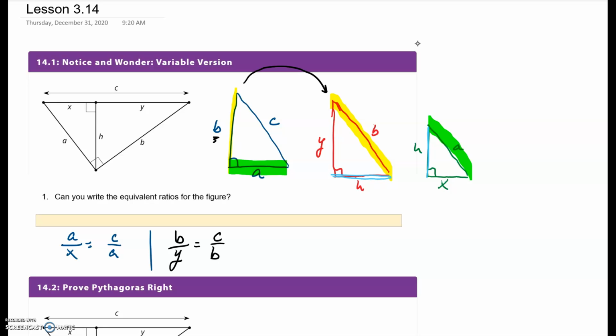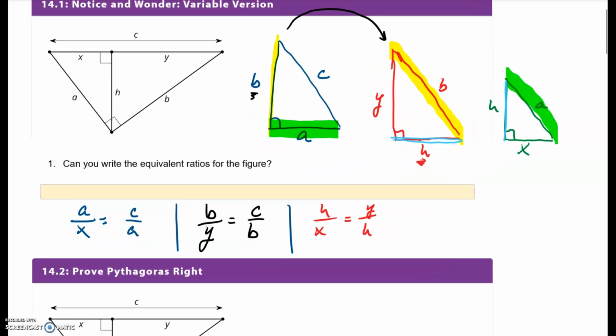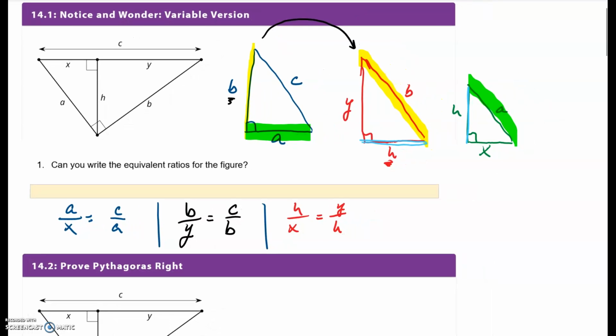And then my last set of ratios that I want to write have to do with sides H. So I'm going to use the H in the medium-sized triangle goes with the X, and the Y in the medium-sized triangle goes with the H. Now, if you look at these three proportions, you'll see why I chose those, because I have shared sides in each one of these ratios.